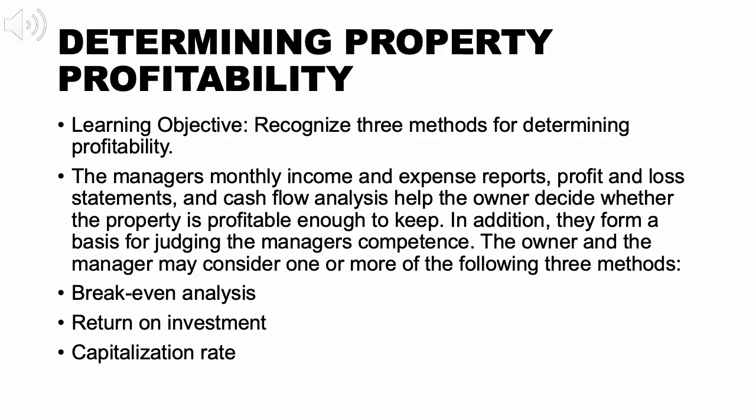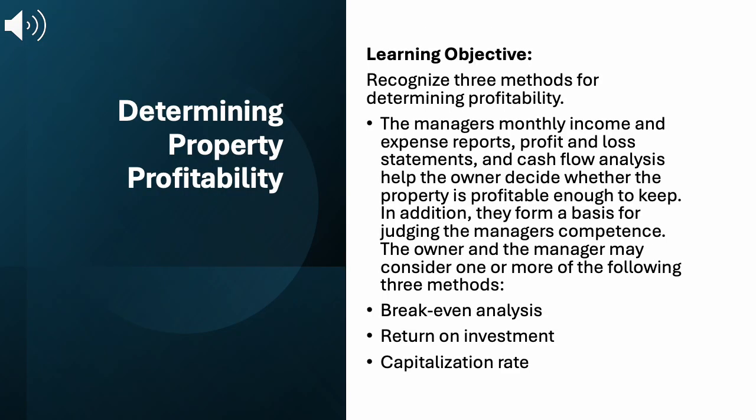Determining property profitability. Learning Objective: Recognize 3 methods for determining profitability. The manager's monthly income and expense reports, profit and loss statements, and cash flow analysis help the owner decide whether the property is profitable enough to keep. In addition, they form a basis for judging the manager's competence. The owner and the manager may consider one or more of the following 3 methods: break-even analysis, return on investment, capitalization rate.